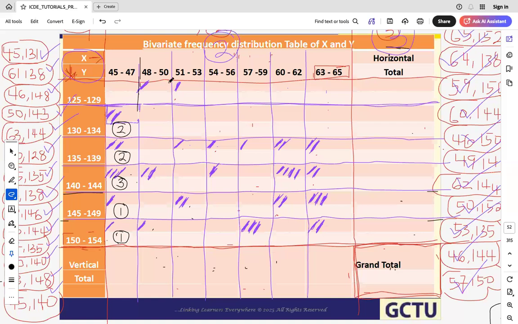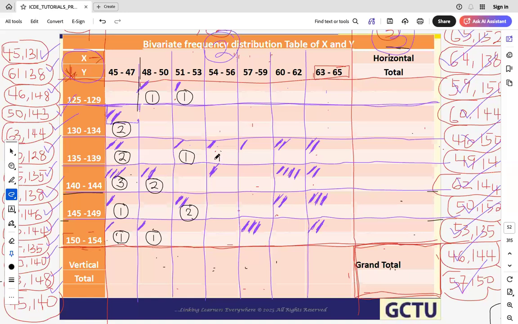Then you move to the next column. Same procedure. We counted 1. You write your 1. You circle it. We counted 2 here. You write your 2. You circle it. We counted 1 here. You write your 1. You circle it. You move to the third column. Same thing. We counted 1 here. You write. We counted 1 here. You write. We counted 2 here. You write it. And then we move to the next column.